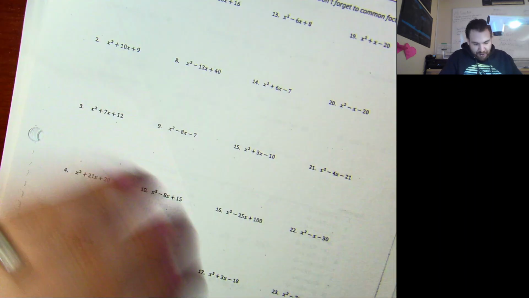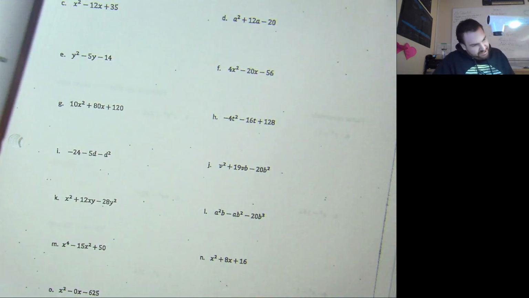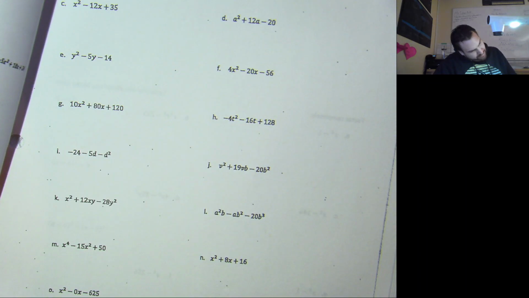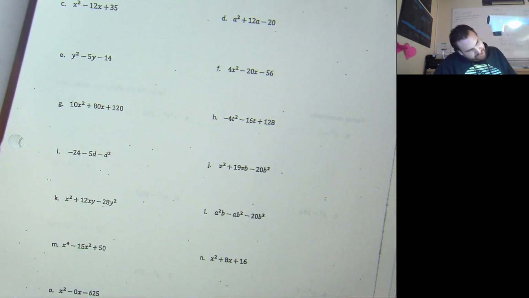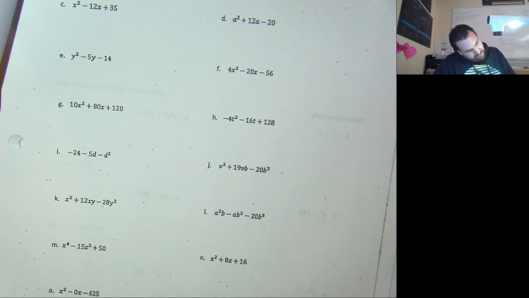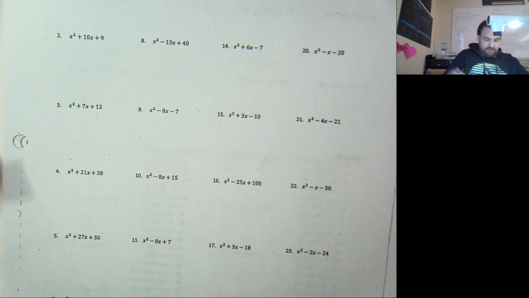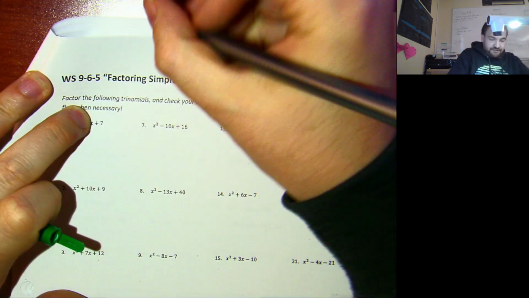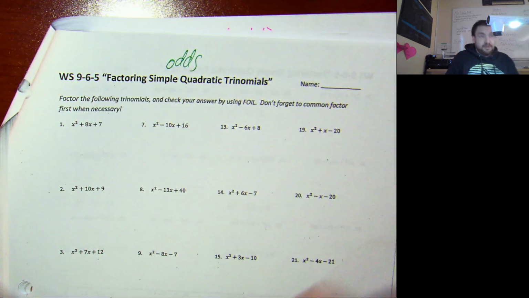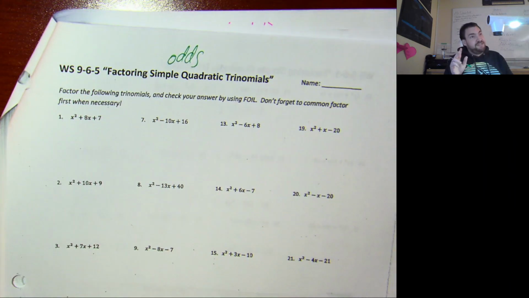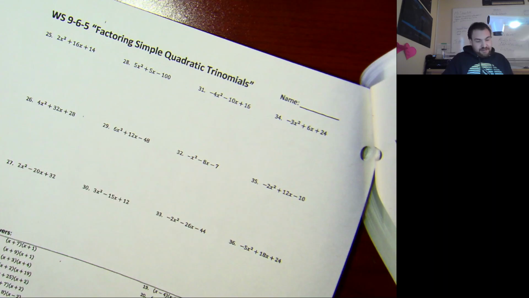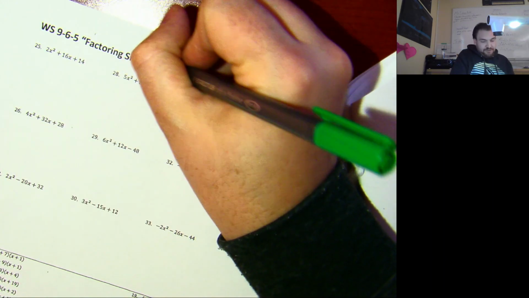Okay, so I want you to do all of those. I want you to do a bunch of these. Which ones do I want you to do here? I want you to do the odds on this section here. Odds. And there's 2 pages to this, this one and this one. You're doing odds on both sides of that.